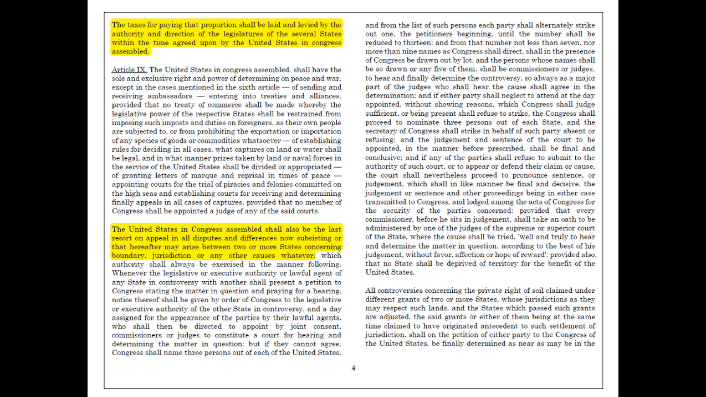And then let's look finally, because we were talking about the judiciary and the state constitutions, notice that the Continental Congress and the Articles of Confederation propose no federal judicial system. In its place, we have Article 9 and this utterly confusing and convoluted process for resolving conflicts between states. If we look under Article 9 in the second paragraph, the highlighted passage there in the left-hand column: the United States in Congress assembled shall also be the last resort on appeal in all disputes and differences now subsisting or that hereafter may arise between two or more states concerning boundary, jurisdiction, or any other cause whatever.